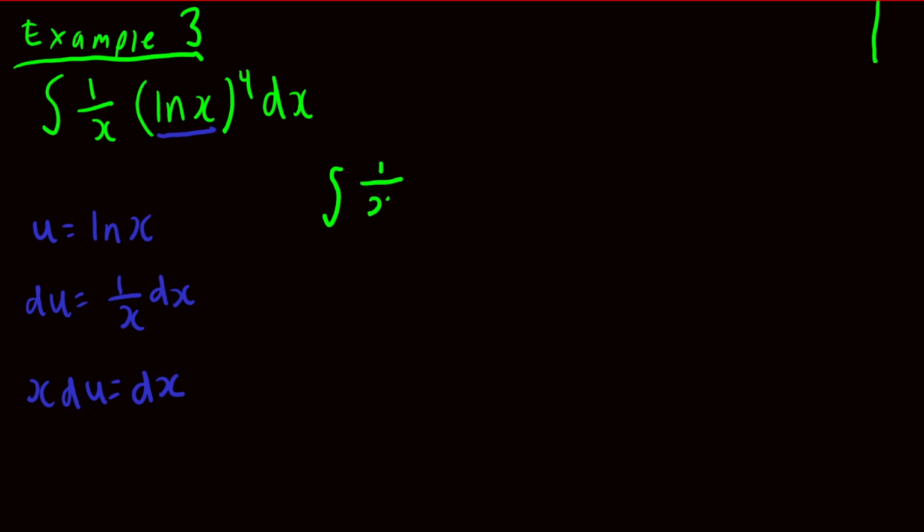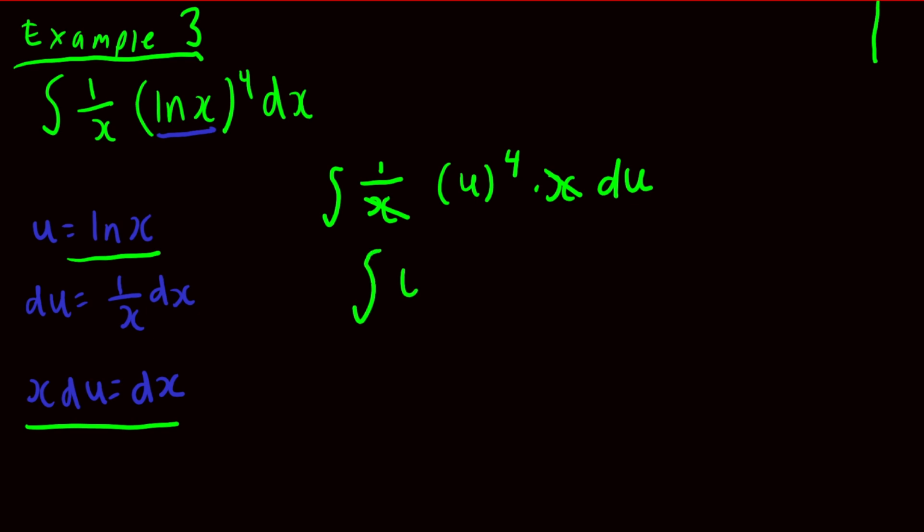So anyway, 1 over x, let's plug in u. So it'd be u to the 4th. And we said dx was x du, times x du. Well, these x's cancel. Do you see how I know I'm doing this right? Because my integral is becoming simpler, right? Nothing's getting expanded, nothing's getting harder, okay? So u to the 4th du.